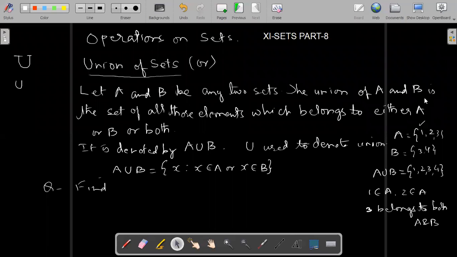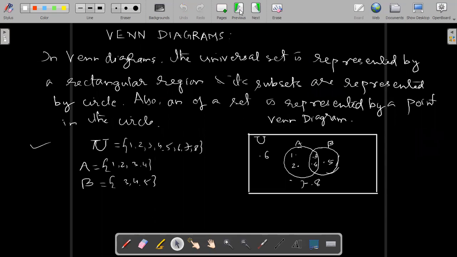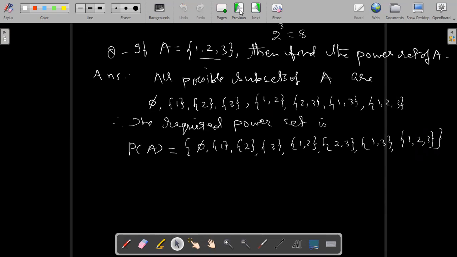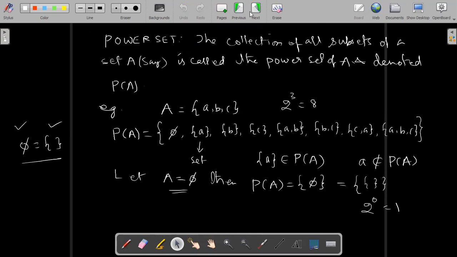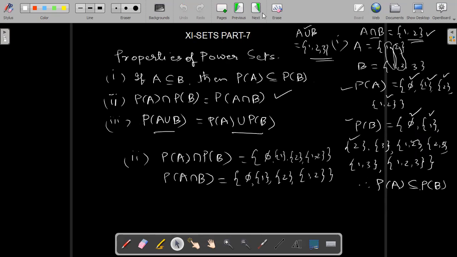Okay, so just make one correction in the properties of power set. This is not equal: the power set of A union B is not equal to this. Power set we have not done for union, that's why. So it is not equal.